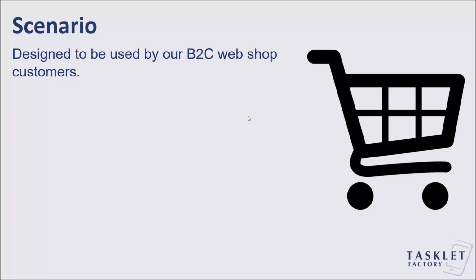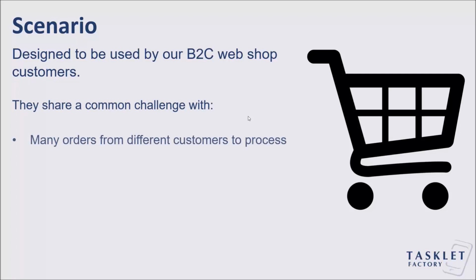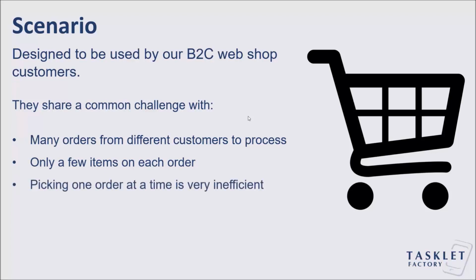These webshop customers share a common challenge, and that is that they have a lot of sales orders coming in from the web, but each order will only have a few items on it. That means if you try to do the picking order by order, you'll have a very inefficient process in your warehouse. There's also a lot of manual labor and paperwork to be printed out as part of the shipping process. I'll show you how we can help simplify that as well.